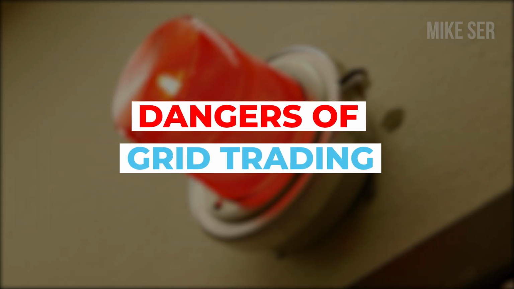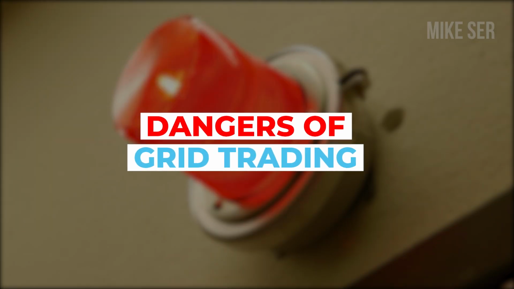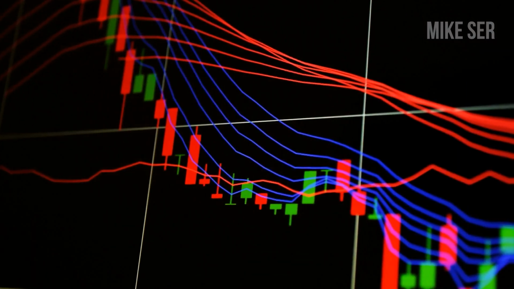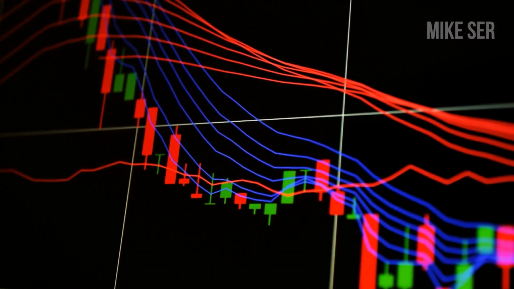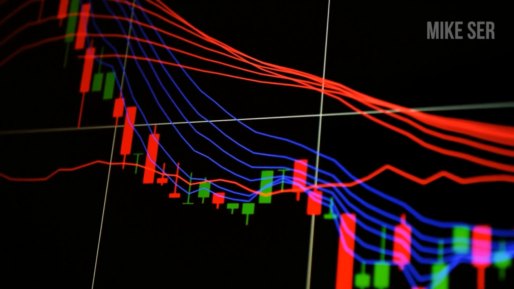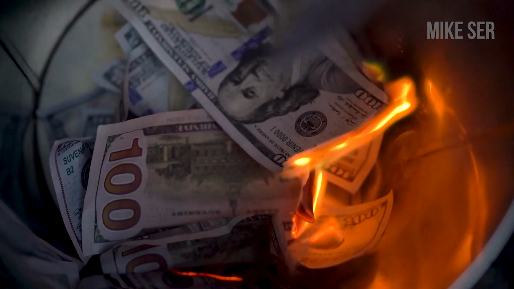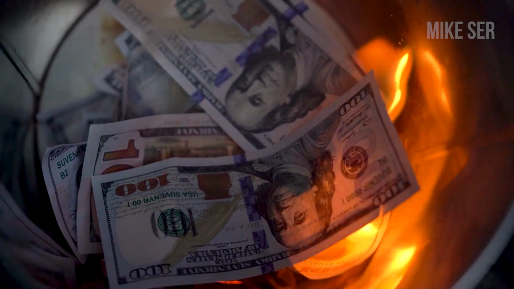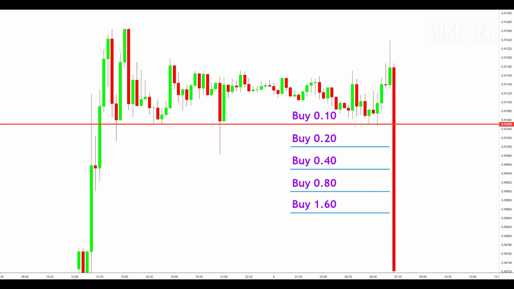Now there are some dangers of gridding that you need to be aware of. And that is if the market keeps going in one direction against you and you just keep averaging into your positions, there will come a point where you run out of capital. Now you can see from this illustration here is that if you start buying at 0.1 lots and it keeps going down, then you add 0.2, then 0.4, and then 0.8, and then 1.6, etc., etc.